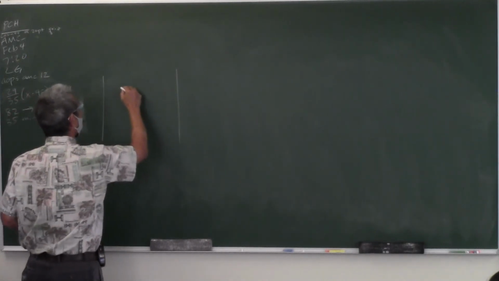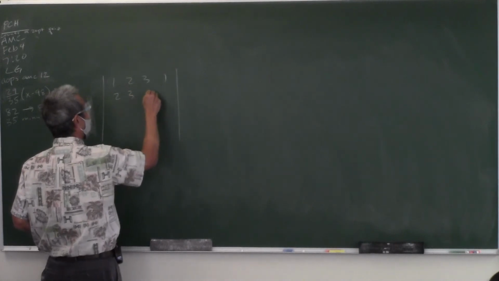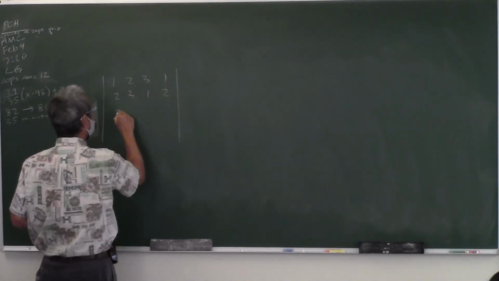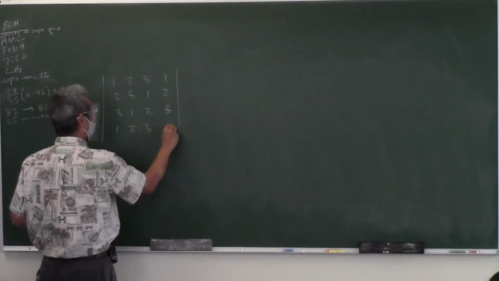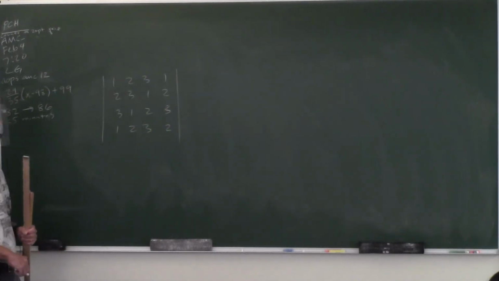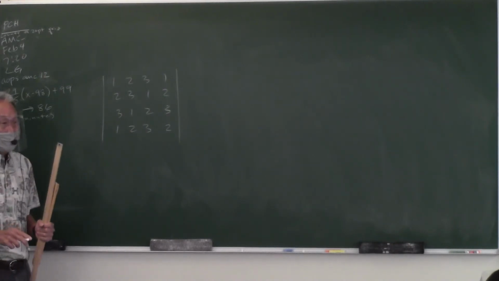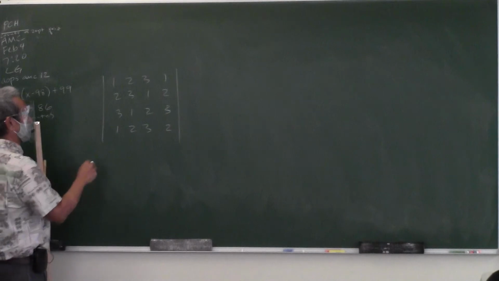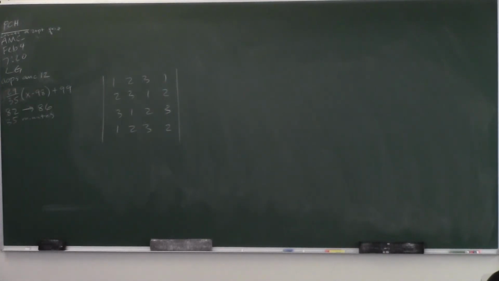Here, give me some numbers. 1, 2, 3. 1, 2, 3. We don't want to make the numbers too big. So 1, 2, 3. Because they get big really fast. 1, 2, 3, 2. There. Compute this determinant. Pick any row or any column. Now, if I don't see any zeros, like if you look at tonight's homework, yeah, I get zeros here.